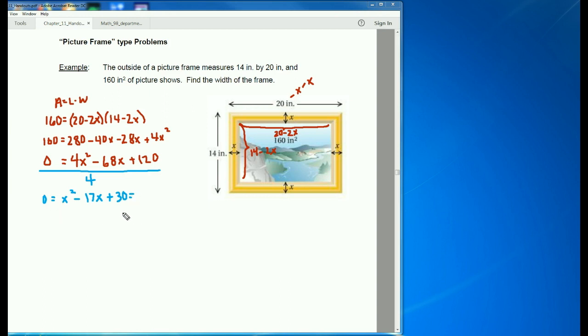All right, and we could just jump in with the quadratic formula, but this is a case where this factors, and it's actually going to be a lot easier if we just factor this. So if you look at it, you should see that it would factor as x minus 2 times x minus 15. Okay, meaning that the solutions are either x equals 2 or x equals 15.